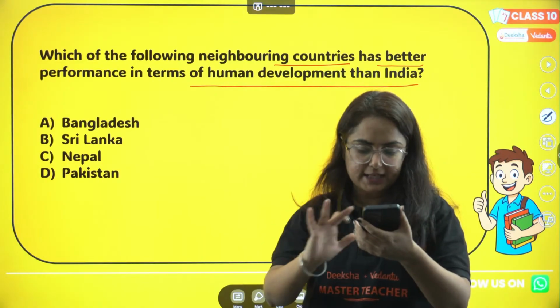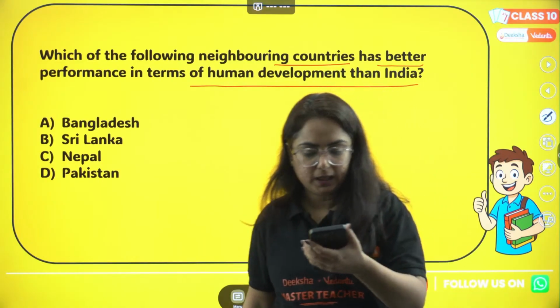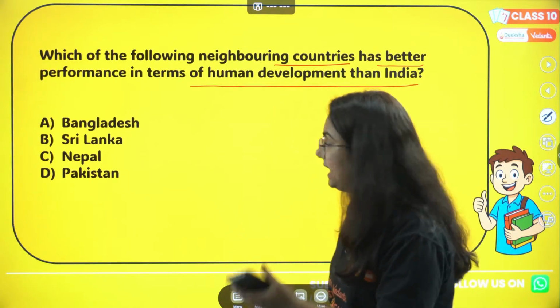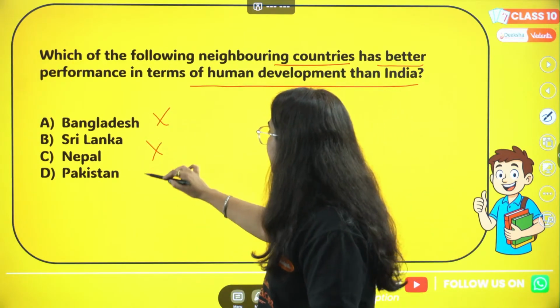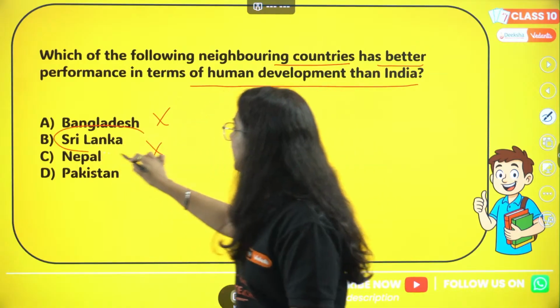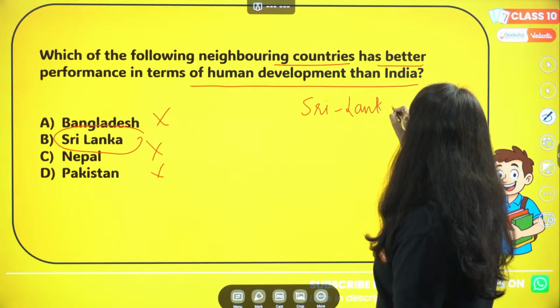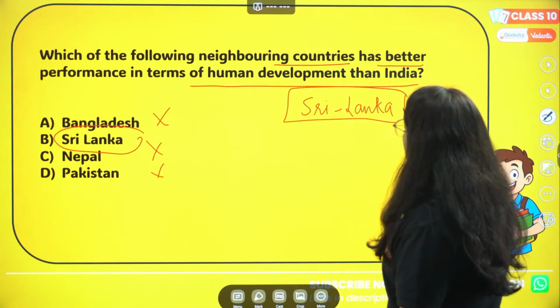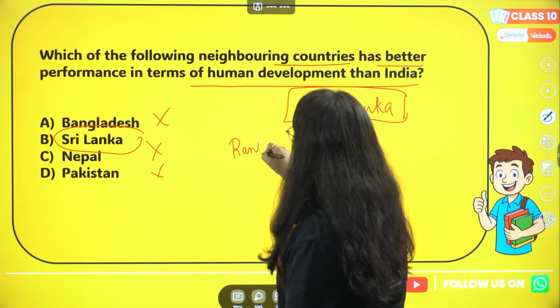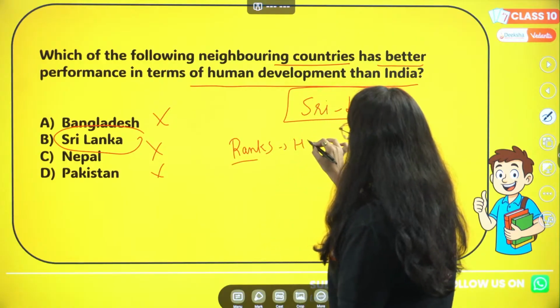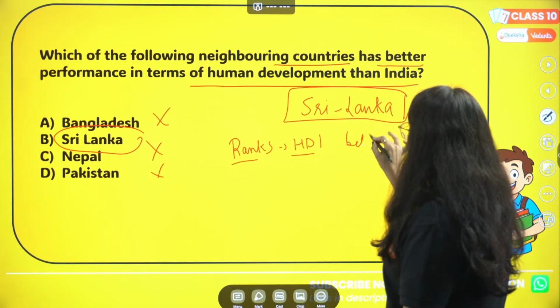Okay, very nice. You guys are giving the answer as B. And yes, you are very correct. It's not Bangladesh, Nepal or Pakistan. It is Sri Lanka. So, I have a question and description to this point. Sri Lanka ranks in HDI better than India. Ranks in Human Development Index better than India.